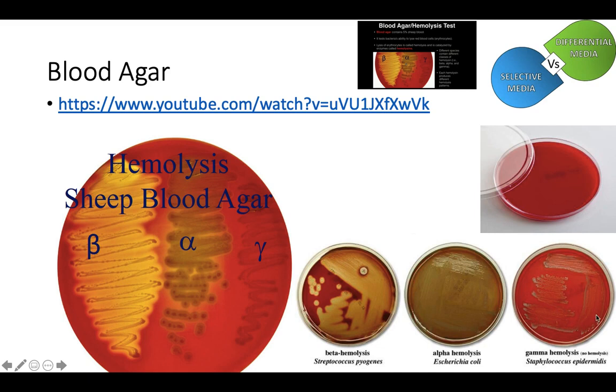So they're not going to have any change whatsoever. You're just going to have bacteria growing on a nutrient agar plate that just so happens to be red. They can't get rid of the red blood cells even if they wanted to. So this is gamma hemolysis.